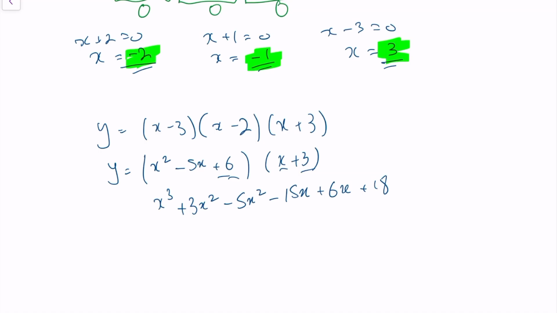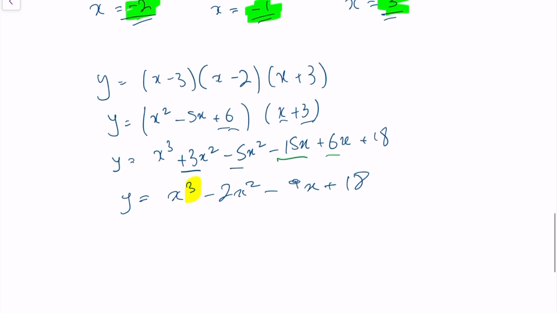When I simplify this, these are my like terms here, and these are my other like terms here. So that's going to be y equal to x cubed minus 2x squared minus, what is that, 9x plus 18. Okay, this is a cubic. The highest power here is 3, hence the order of this graph is 3, and this is going to be a cubic graph because that's the highest power.